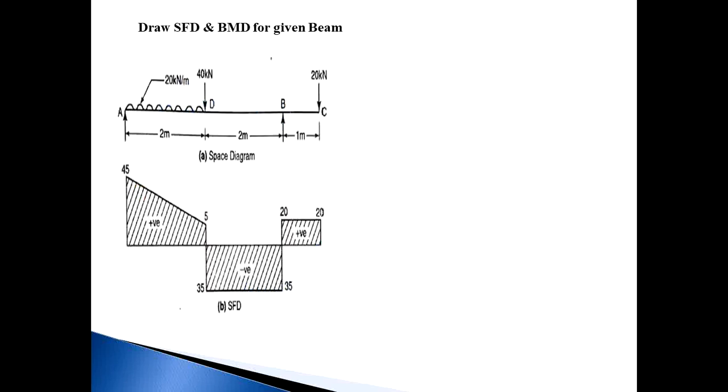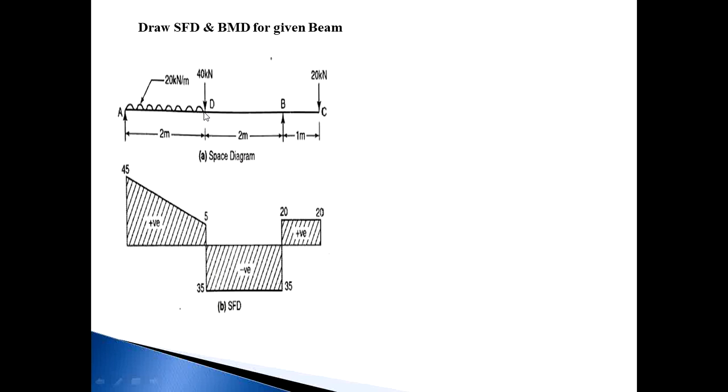So, let us take one problem, that is an overhanging beam. Draw SFD and BMD for the given beam. Now this is the overhanging beam with supports A and B, and the BC portion is the overhang. In this beam, the external applied forces are 20 kN at point C, 40 kN at point D, and a UDL having 20 kN per meter intensity from point A to point D.